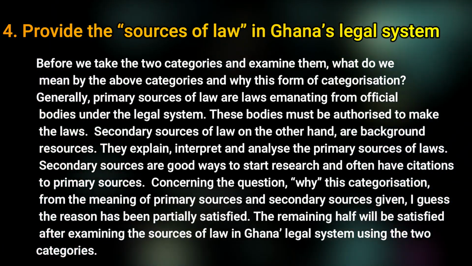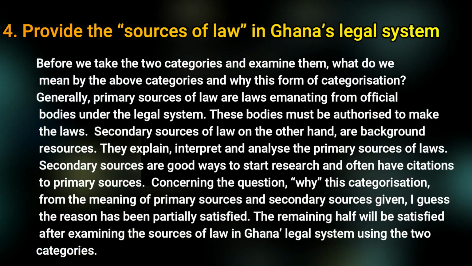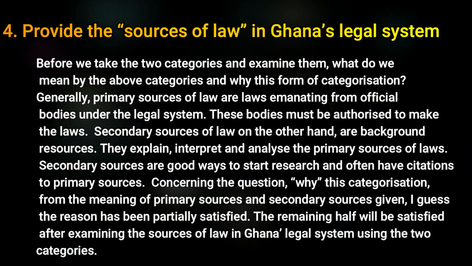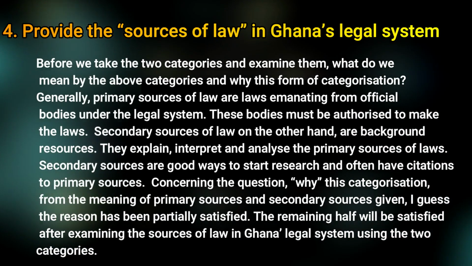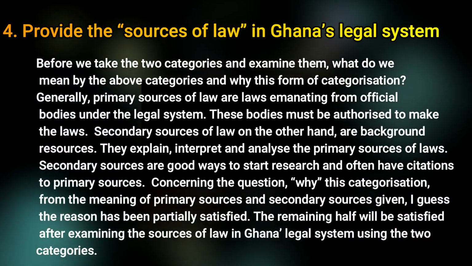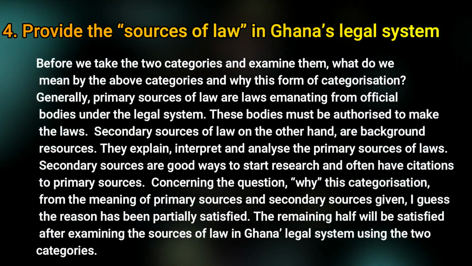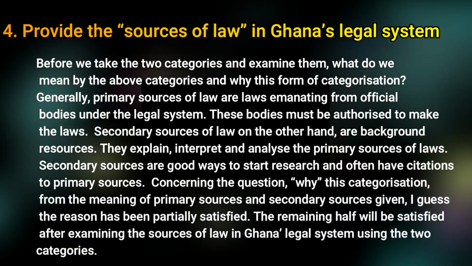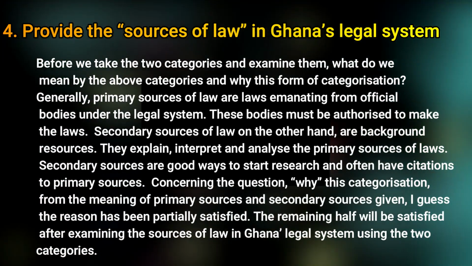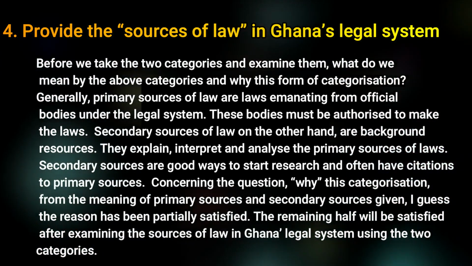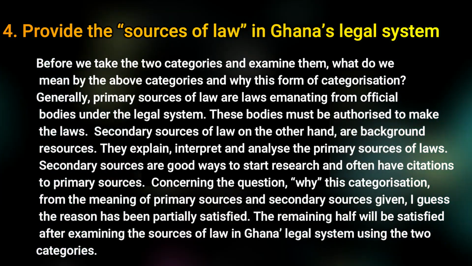Generally, primary sources of law are laws emanating from official bodies under the legal system. These bodies must be authorized to make the laws. Secondary sources of law, on the other hand, are background researches. They explain, interpret, and analyze the primary sources of laws. Secondary sources are good ways to start research and often have citations to primary sources.